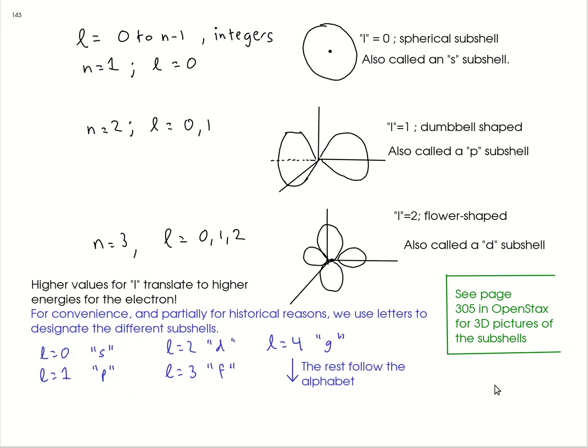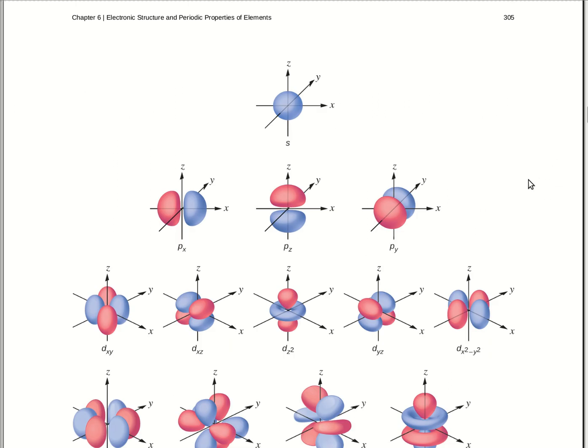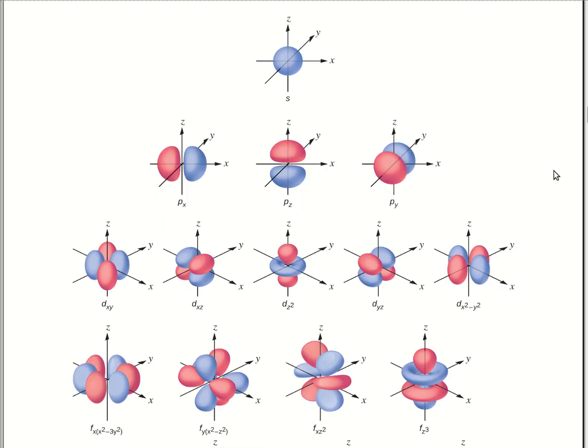Now, if you want better renditions of what these subshells look like than what I can draw with my horrible drawing skills, then pull open OpenStax and look on page 305, and you'll see nice three-dimensional renderings of what these subshells look like. So the S subshell looks nice and spherical there. Here are the P's. You see the two lobes for each P? Now, we'll talk about the three different ones here. That's actually the third quantum number. But take a look at the D subshells.